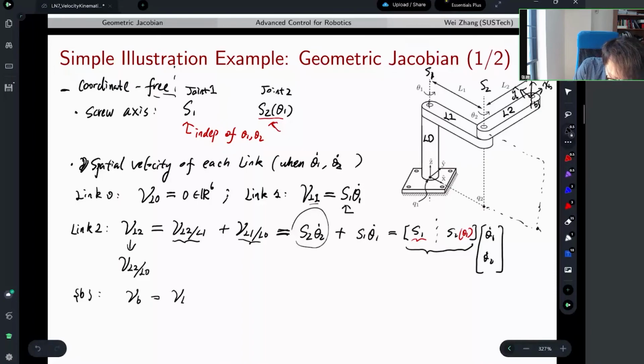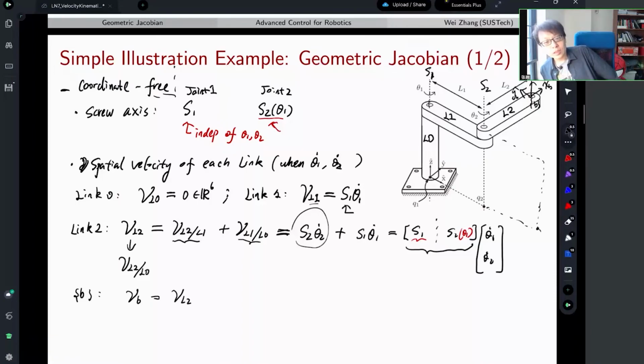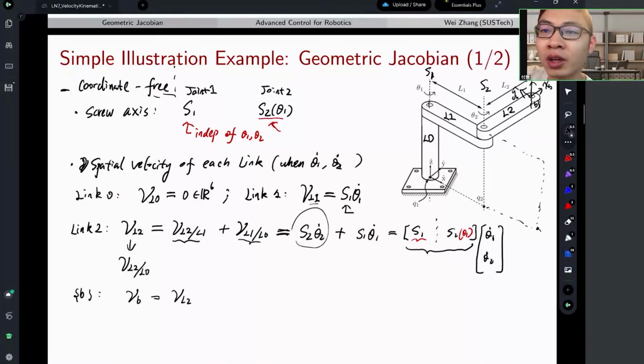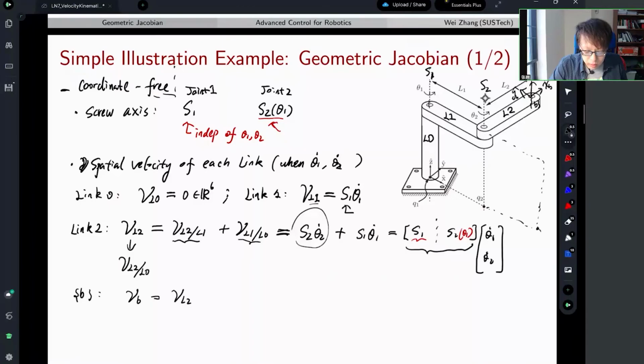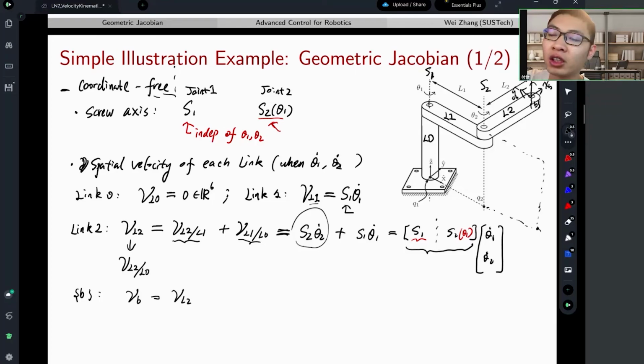I claim V_B is equal to V_L2. So V_L2 equals V_L2 relative to L1. Why is V_L2 relative to L1 equal to S2 times theta 2 dot? Think about it: L1 doesn't move, only the joint variable theta 2 is changing. So you have a non-zero theta 2 dot, and link 2's motion is a screw motion.